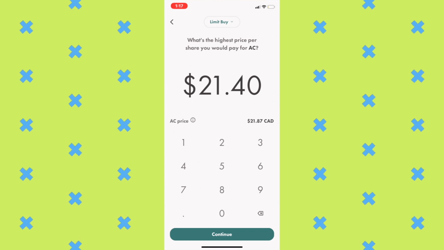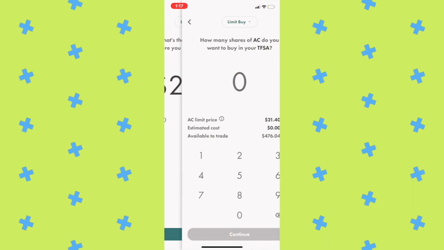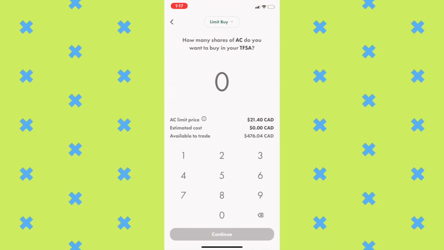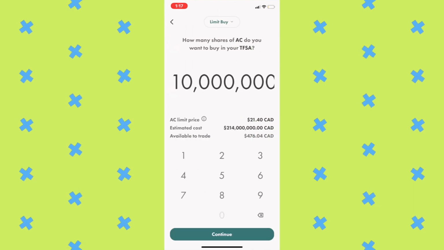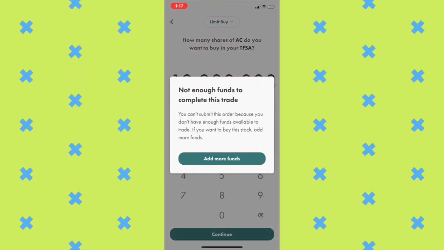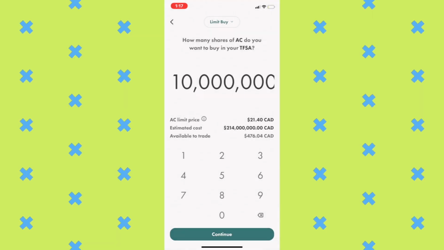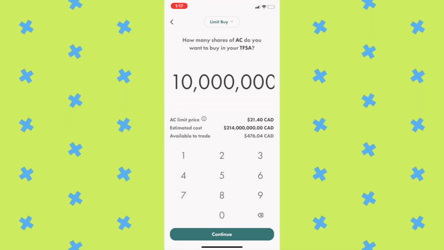So for a limit buy, let's pretend I want to buy it at $21.40 because that's the highest price I'm willing to pay. Put in $21.40, then click continue. Now it's going to ask you how many stocks you want to buy. Obviously, you can't buy 10 million stocks if you don't have that much money. As you can see, it'll say not enough funds to complete this trade. You can add more funds by clicking the button. And the funds will take about 2 to 3 business days to get into your account.